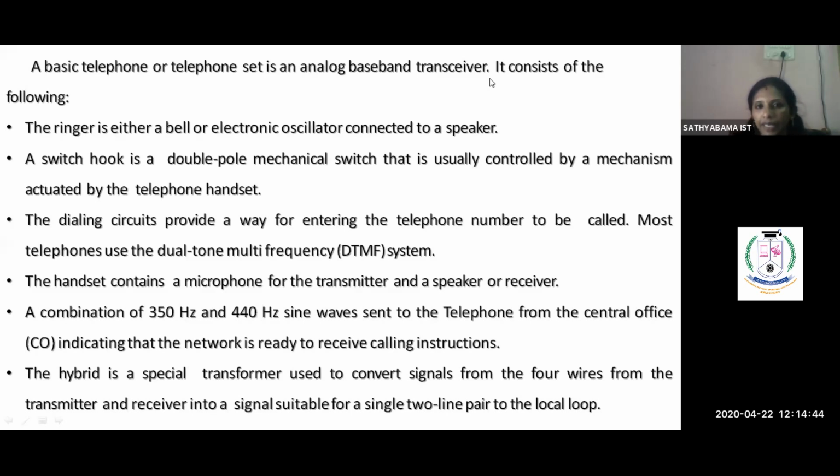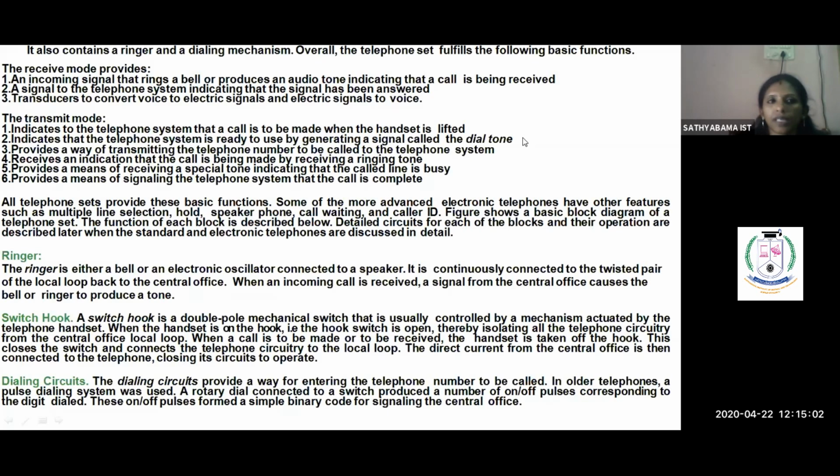Then the handset. The handset contains a microphone for transmitting and a receiver for receiving. The frequencies used here are a combination of 350 hertz and 440 hertz sine waves for a telephonic system. This is the theoretical explanation of the basic telephone system, and each and every part is given here elaborately.